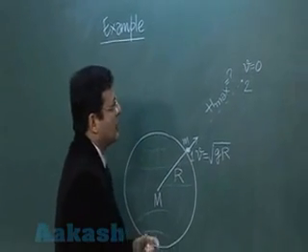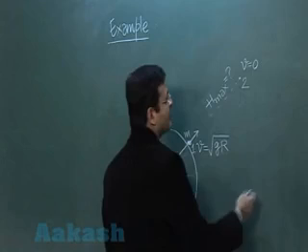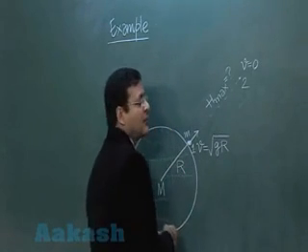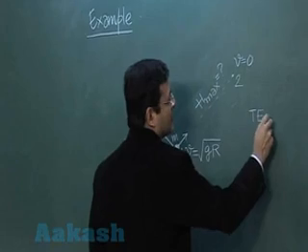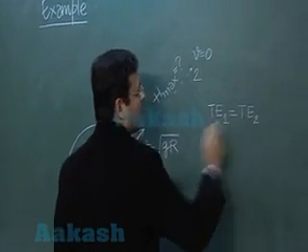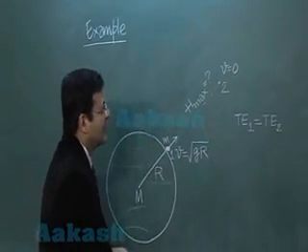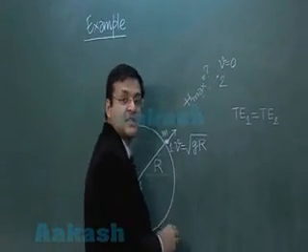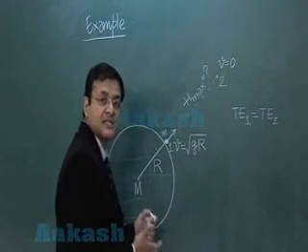So I am trying to tell you that the conservation of energy principle here will be total energy at 1 is equal to total energy at 2, and the only thing you have to keep in mind here is that potential energy no more will be taken as mgh, rather it will be taken as minus GMm by r.